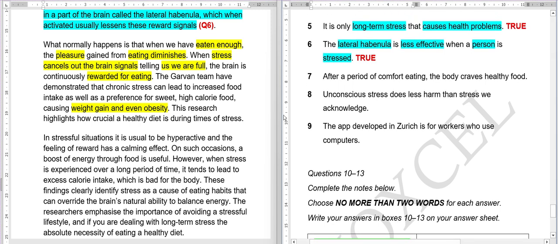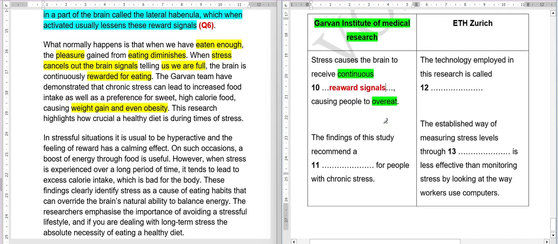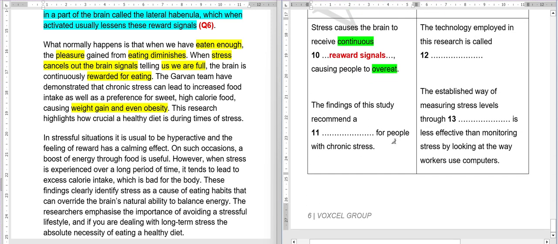Let me read the eighth option. Okay, let me read the next question. The finding of the study recommends a dash for people with chronic stress. Is there any mention of chronic stress here, or what study suggests for people with chronic stress? No, there is no mention of chronic stress here. So there is mention of what we should do during times of stress, but there is no mention of chronic stress.